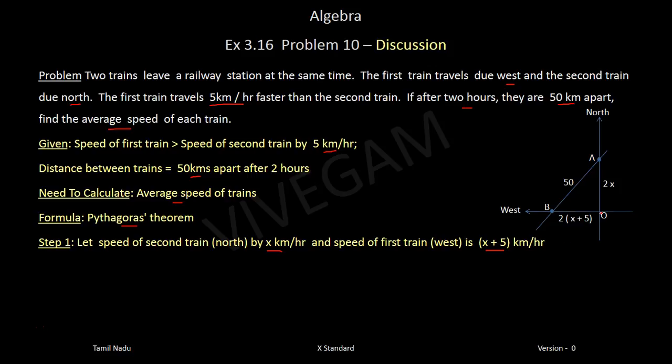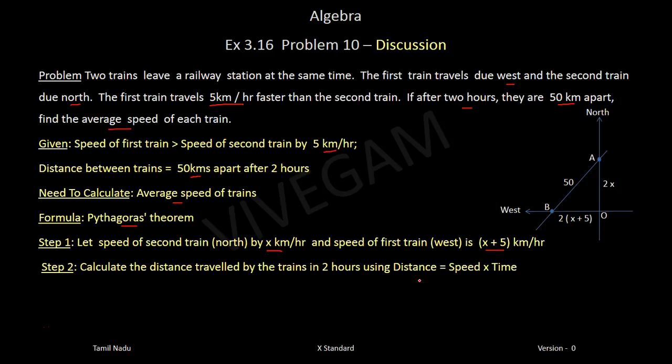Now let's draw a diagram. So this is the starting point. So this is north and this is west. So the train traveling along this direction is traveling at the speed of x kilometers per hour, and the train traveling west is traveling at the speed of x plus 5 kilometers per hour. Right? Now, calculate the distance traveled by the trains in 2 hours using distance equal to speed into time. I think we should use this formula here also. Distance equal to speed into time is one more formula which we need to use.